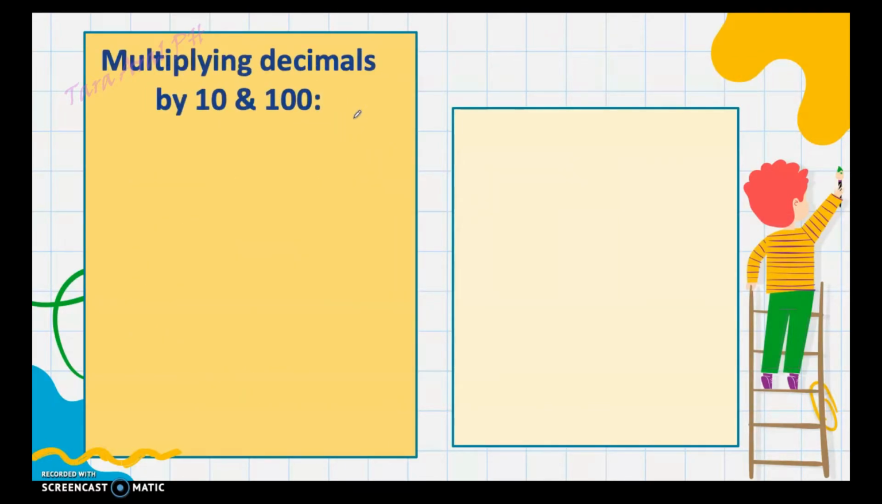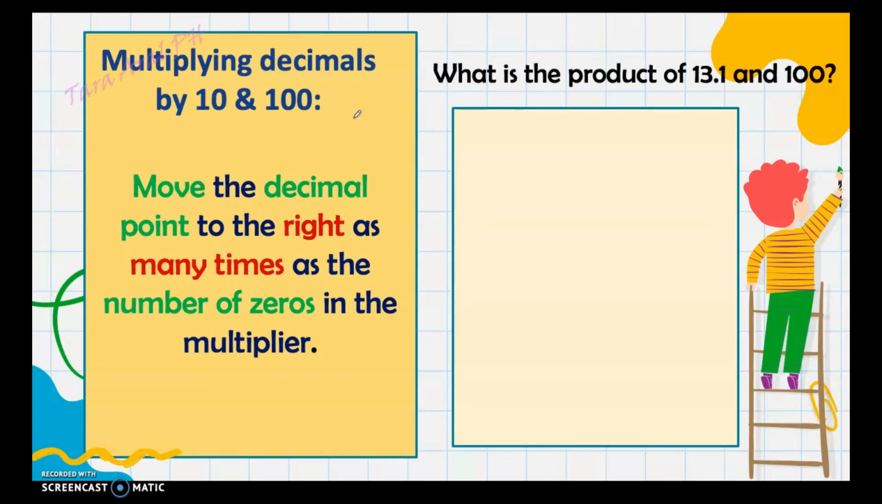And if the other factor is multiplied by 10 or 100 or 1000, all you need is to move the decimal point of the multiplicand, which is the 13.1. We have here the product of 13.1 and 100. So we move the decimal point to the right as many times as the number of zeros in the multiplier. So we have here 1, 2. So there are 2 zeros. Then we move 2 places to the right. We have 1, 2. And we put 0 to the empty place value here. Then our answer is 1310.